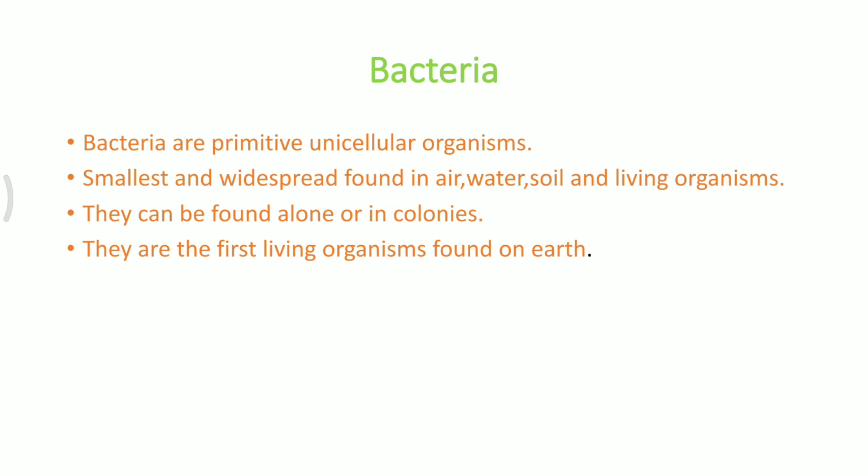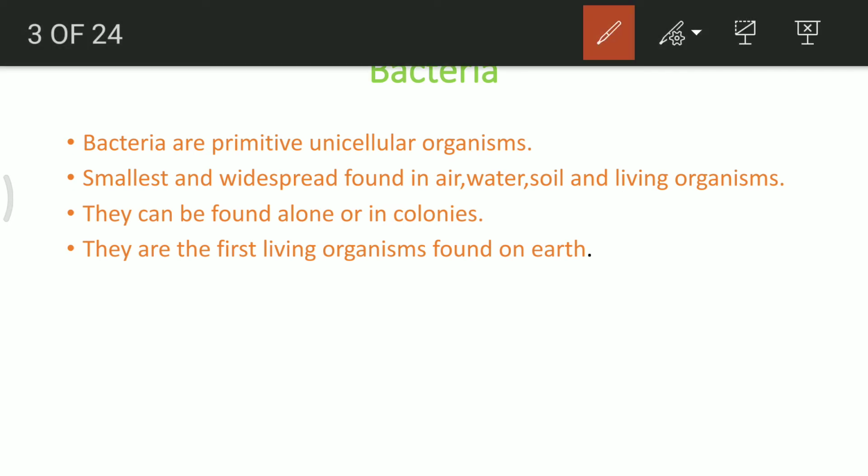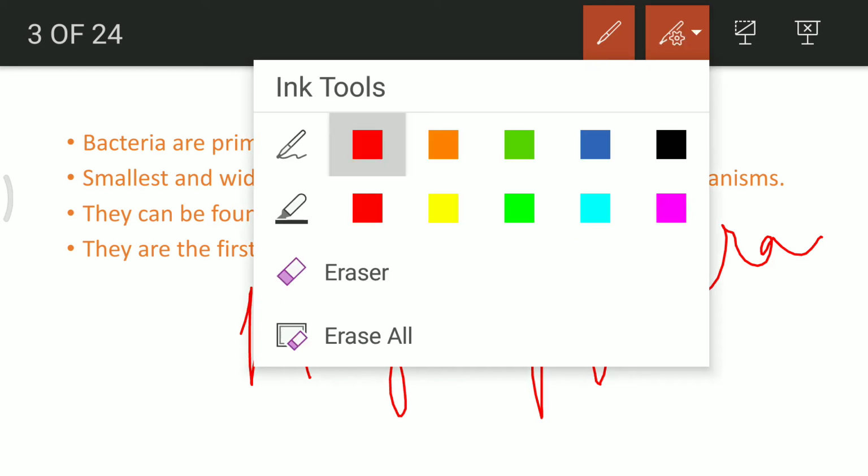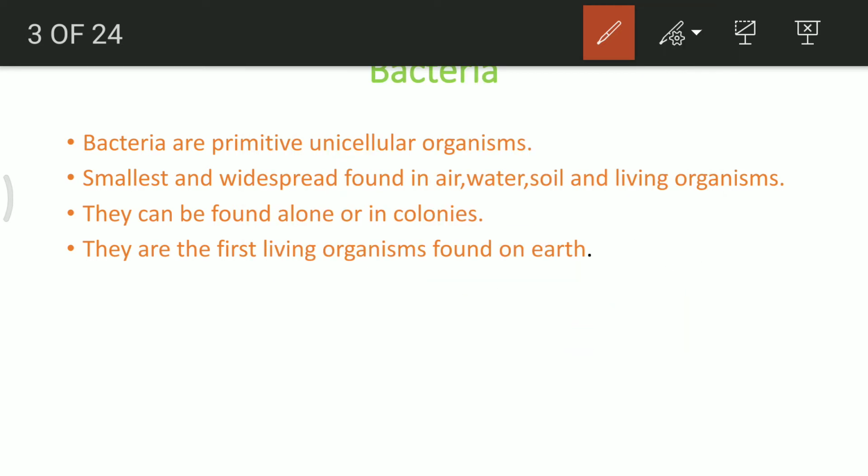So, the general characteristics: first of all, these bacteria belong to the kingdom Monera. So, you should learn the name as Monera kingdom. All the bacteria belong to kingdom Monera. Now, these are primitive unicellular organisms, so they all are prokaryotic, smallest, and they can be found everywhere on Earth, from air, water, soil to living organisms, and even to the extreme climatic conditions. They can be found either alone or in the form of colonies.